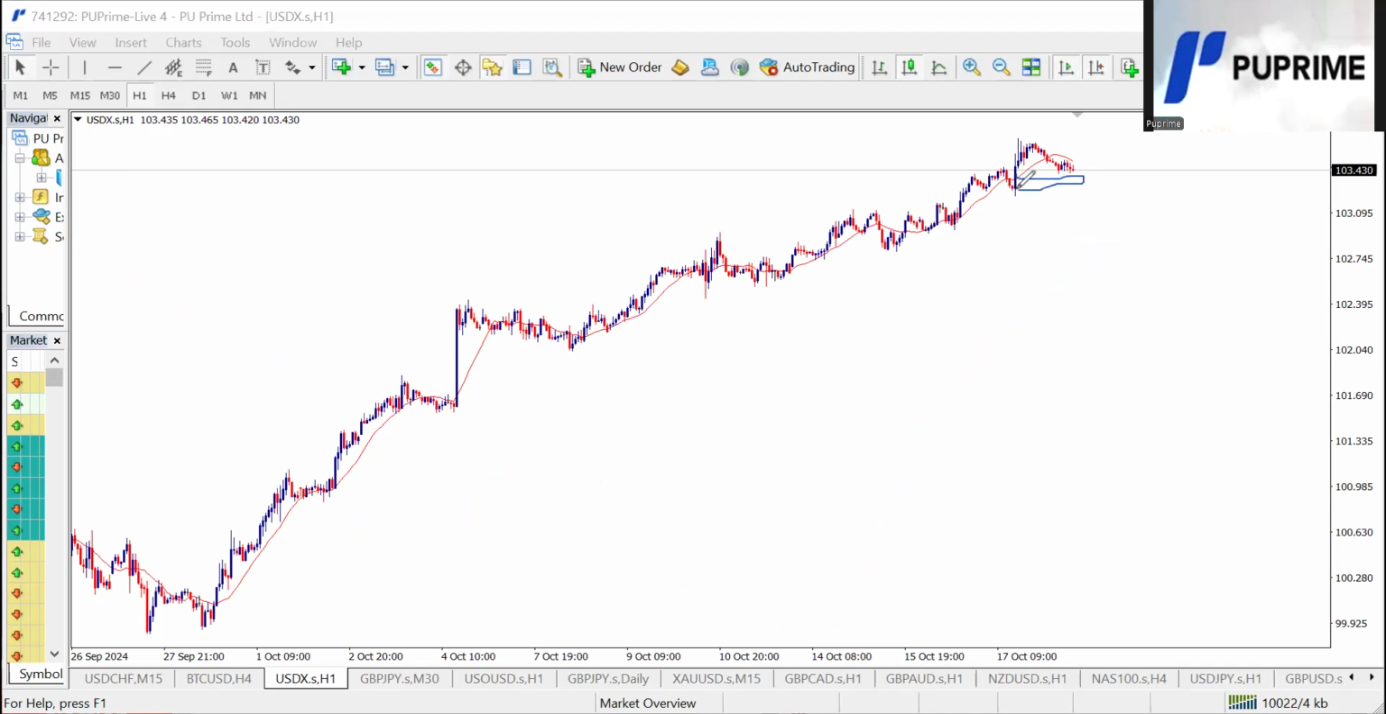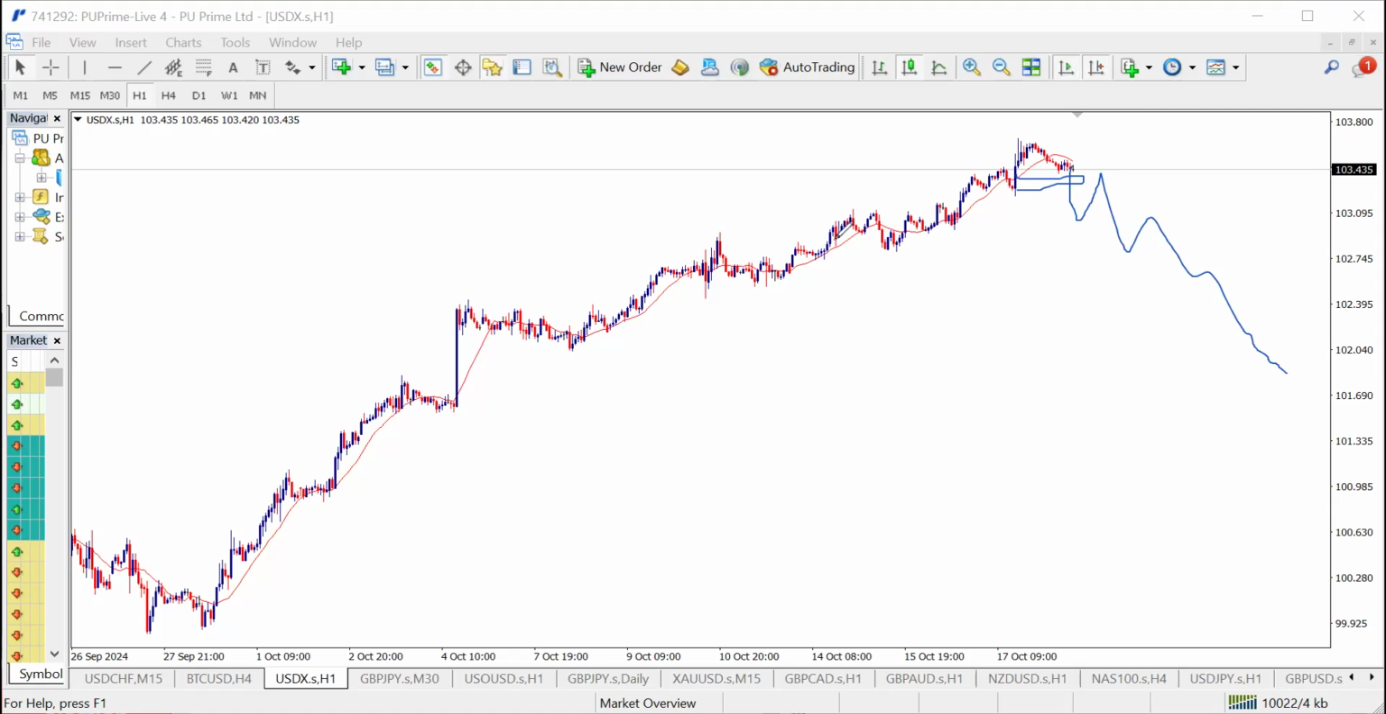If I get a break below this 1 hour low, I'll be expecting a continuation towards the downside. Immediately I get any break below the 1 hour low, I'll be expecting a continuation to pull this market towards the bottom. But pending when that happens, we are still going to be bullish.